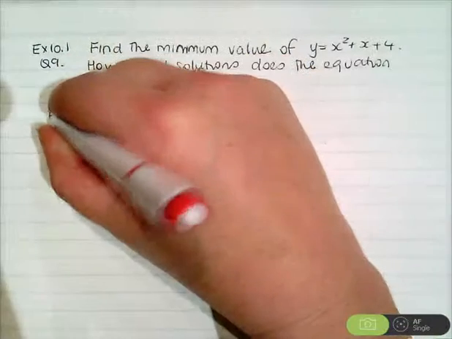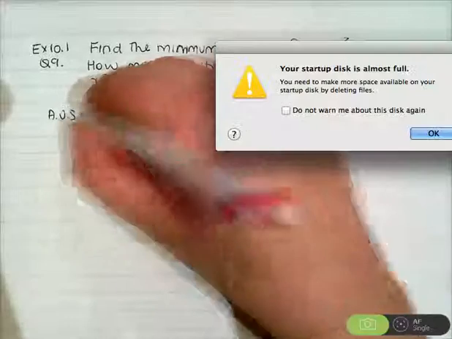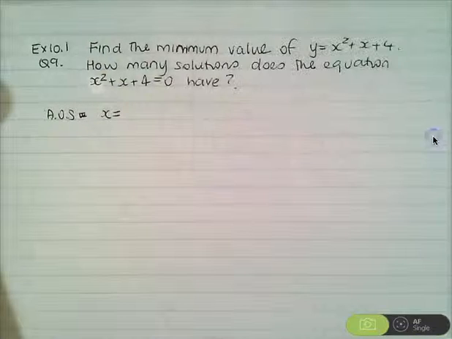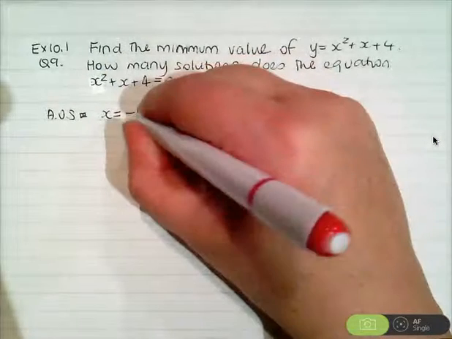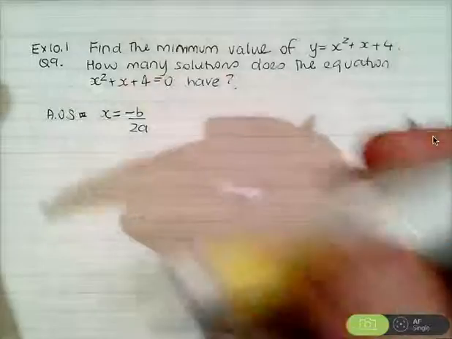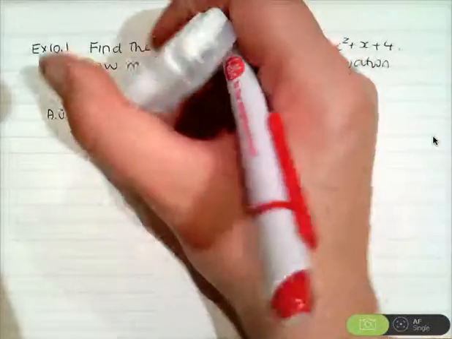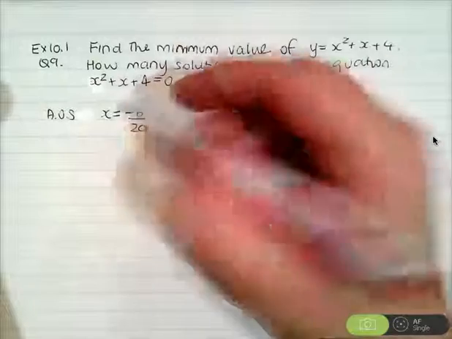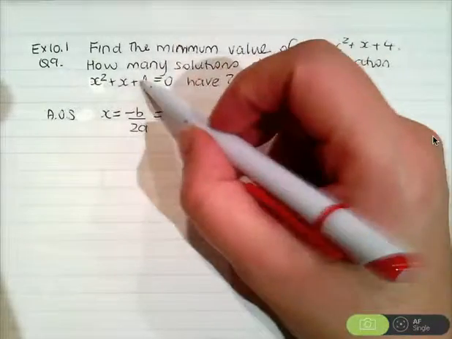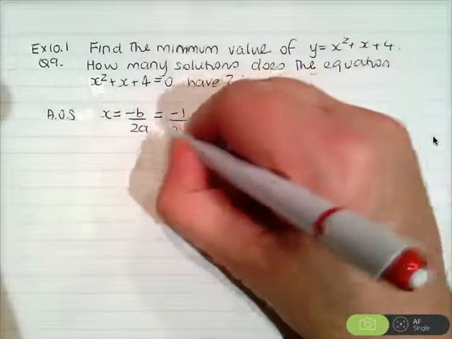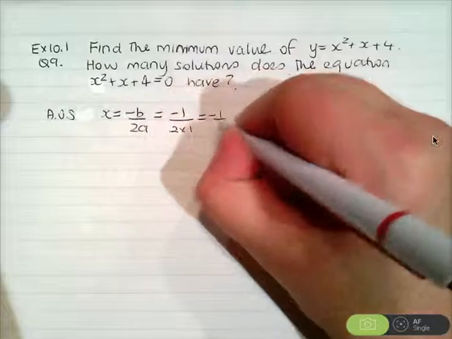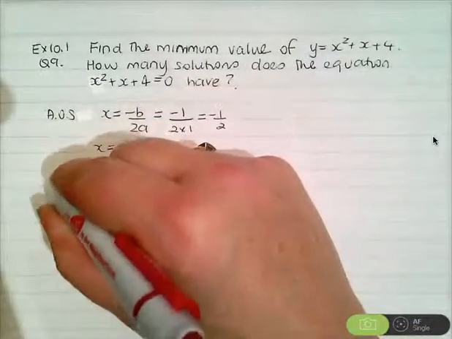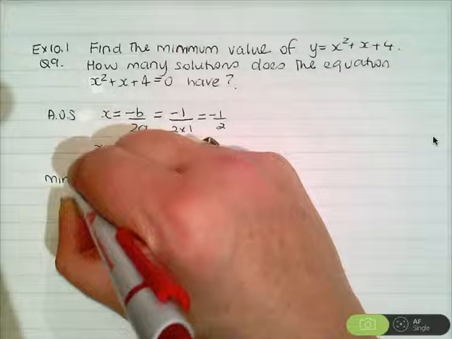So what we'll do, we'll first work out what the axis of symmetry is, and the formula for that is x equals -b over 2a. So I'll just work that out. Now looking at this, we've got a is 1, b is 1, and c is 4. So we've got negative 1 over 2 times 1. So the axis of symmetry is x equals negative a half.